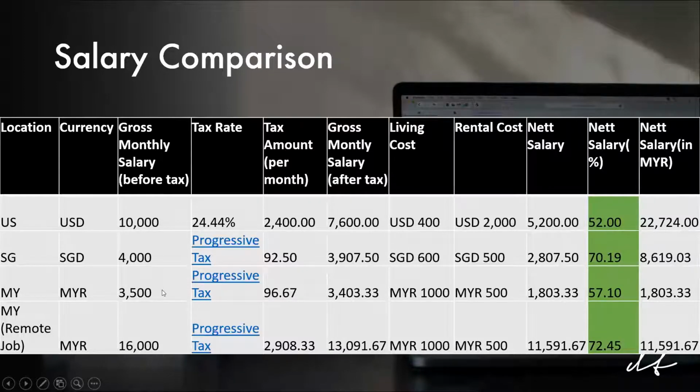In Malaysia, you will start with 3.5K ringgit, and minus the cost and tax, you actually get around 1.8K per month in savings. And the net salary percentage you keep is 57%, not that far from the US in terms of percentage. Everyone will be saving around 1,000. I put 1,000 ringgit for living costs, considering public transportation, petrol, parking, toll costs, in addition to eating out.